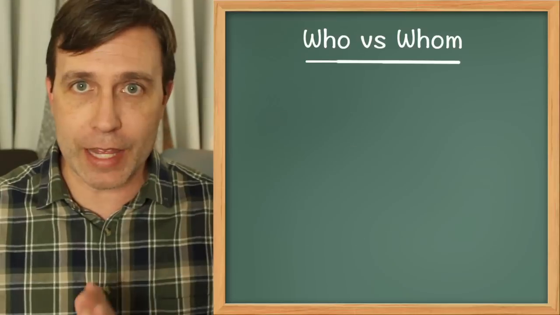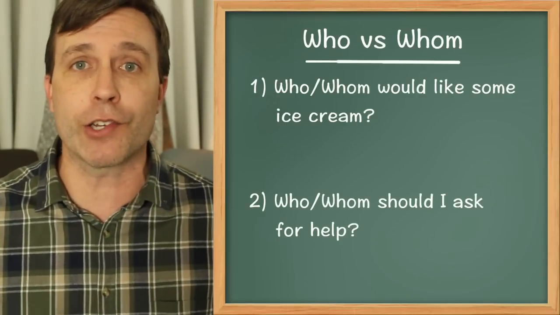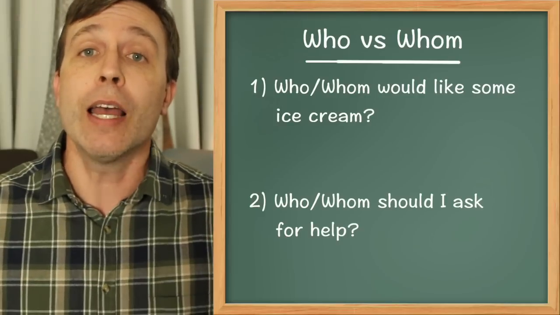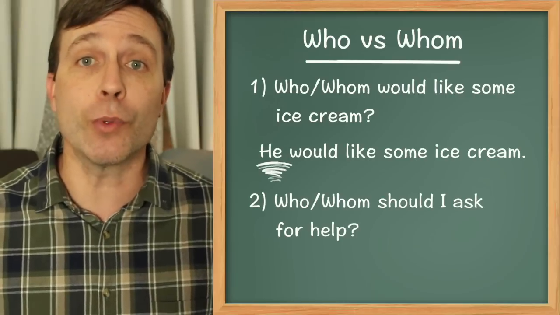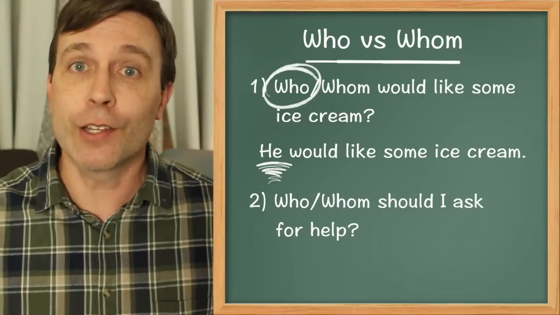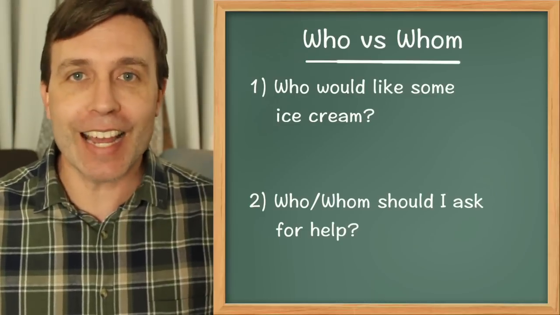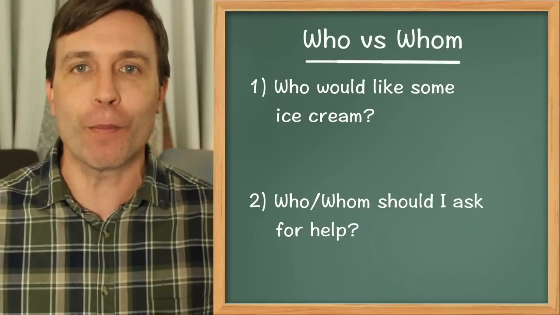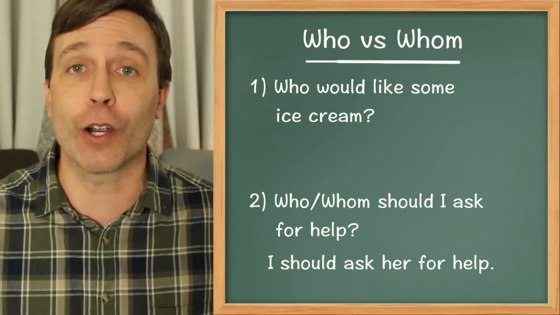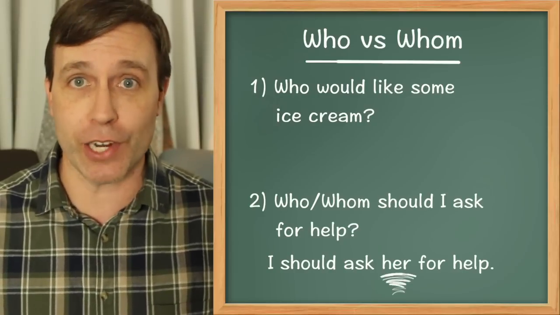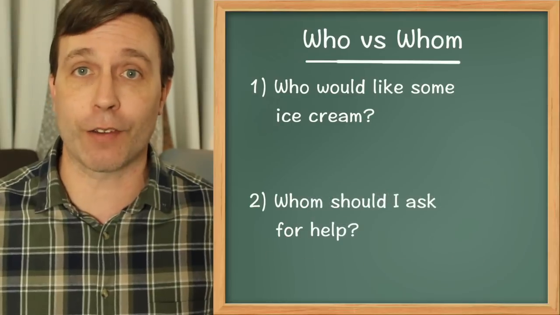So let's look at these sentences right here, these questions. And we're going to change these questions around, and I can take the first one and I could make the sentence, he would like some ice cream. I'm going to use he, which is the subject, so you would use who. Who would like some ice cream? In the next question, let's change it again. We'll make a sentence and we could say, I should ask her for help. Her is the object, so now I'm going to use whom. Whom should I ask for help?